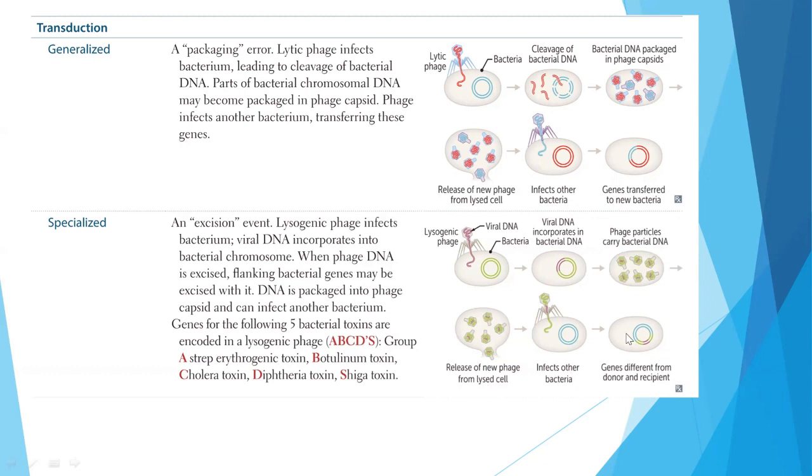So it is a completely different gene, and it is shown by some organisms, like botulinum toxin, cholera toxin, diphtheria toxin, and Shiga toxin. So generally, the genes for the following five bacterial toxins are encoded in the lysogenic phage, and it is very, very important to remember these names, the toxins which are encoded by the lysogenic phage. A straightforward question will come, asking you which toxin gets formed by the lysogenic phage.